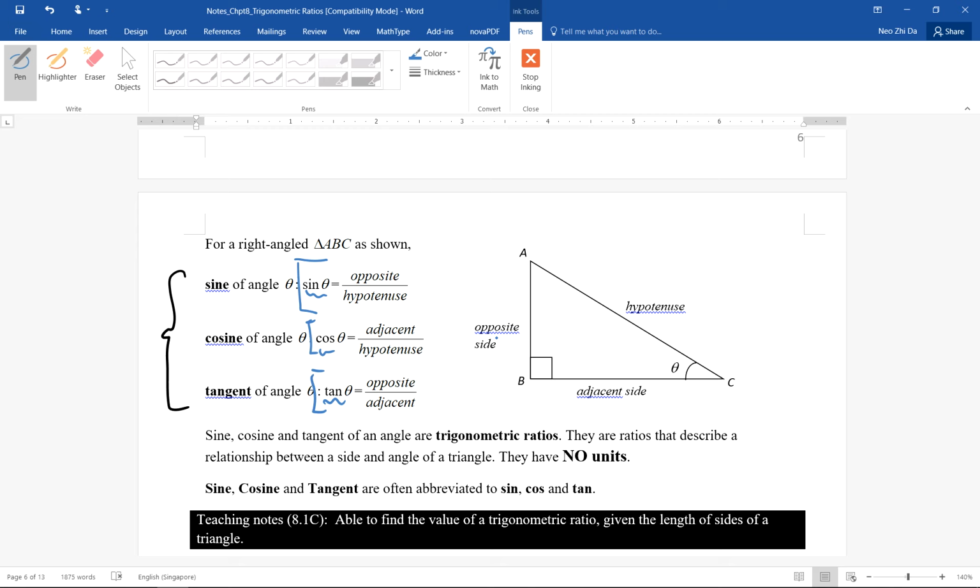Vice versa. If you key in cosine theta, the selected angle theta, the value is the same as adjacent divided by hypotenuse. And that goes for tangent. Tangent theta, the value is the same as opposite over adjacent. Hence, now we are talking about three things, right? One angle and two sides. As long as you have two of them, you will be able to find the third one.